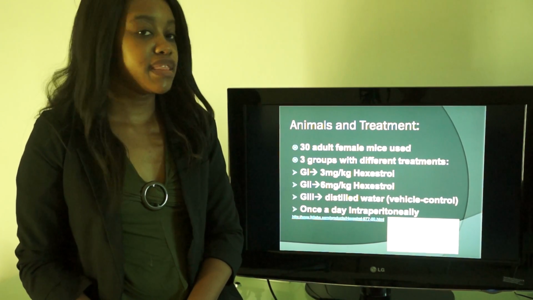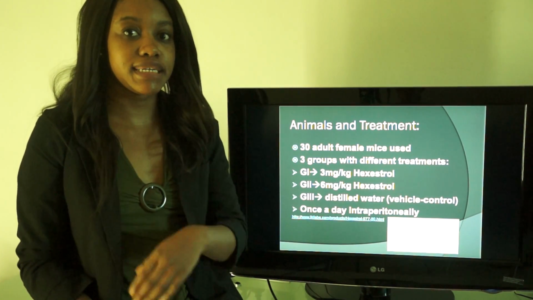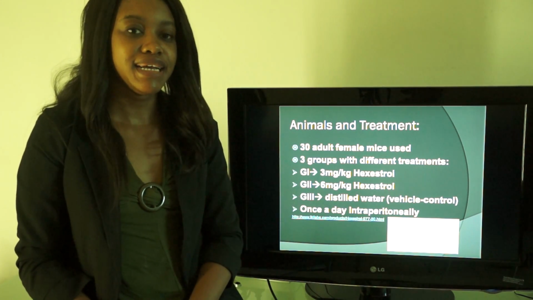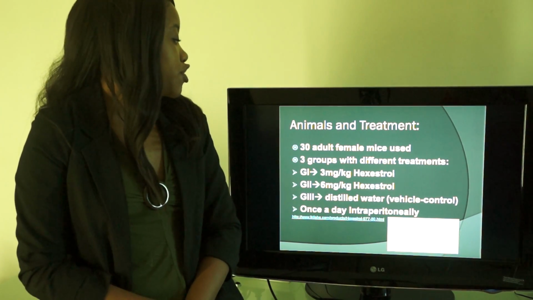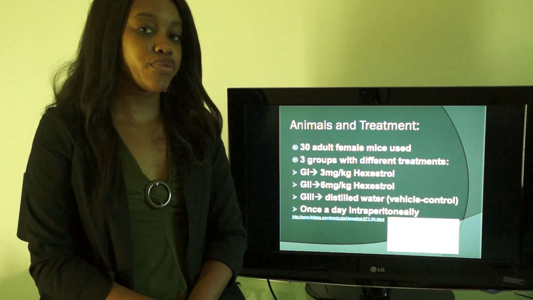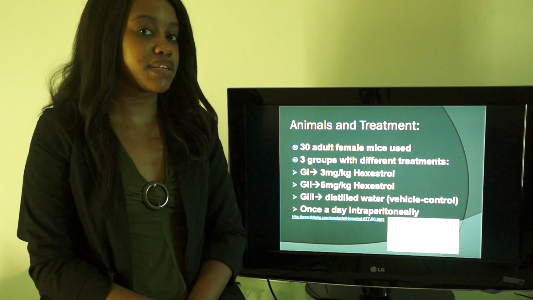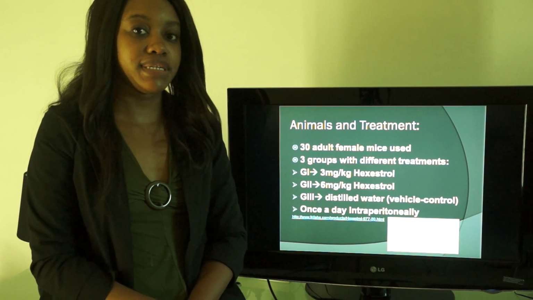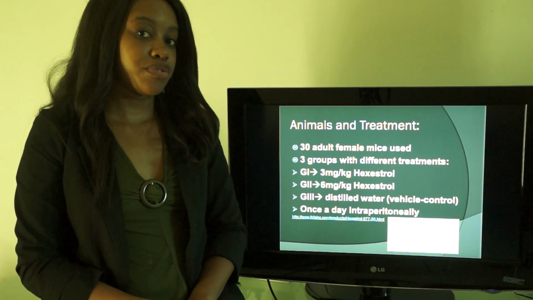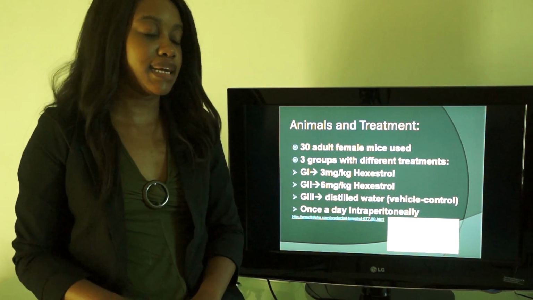In this experiment, 30 adult female mice were used, and they were sorted into 3 treatment groups of 10. Group 1 was given 3 milligrams per kg of Hexestrol, Group 2 6 milligrams per kg of Hexestrol, and Group 3 injected with distilled water, and this was our negative control. These were injected intraperitoneally once a day for 30 days.